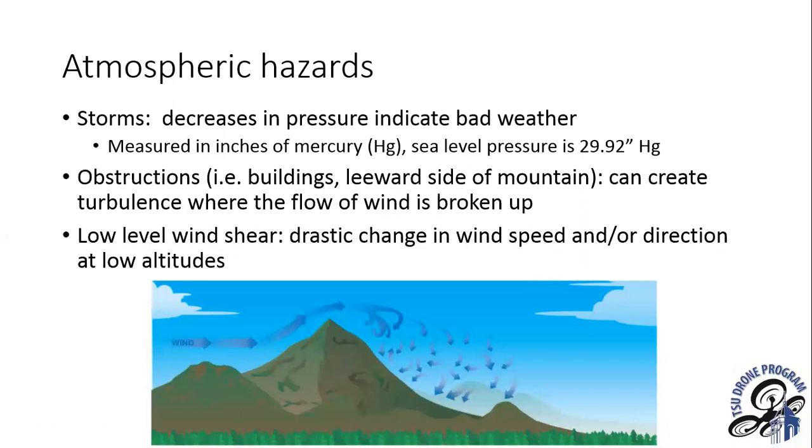And then low-level wind shear. This is essentially a drastic change in wind speed, and it's called low level because it takes place at low altitudes. And a lot of times this wind shear is undetected. You can't necessarily see it. And so that's why it's always a good idea to keep your situational awareness so that you're keeping a watch on things that just literally might come out of nowhere.